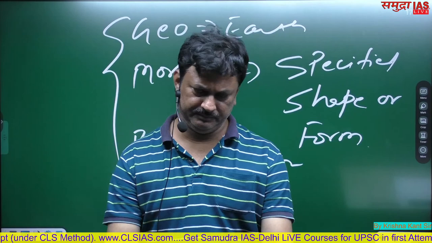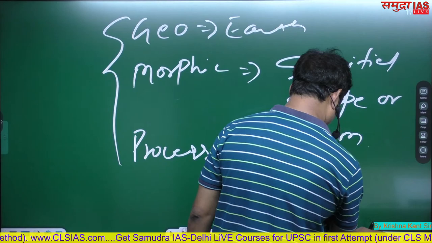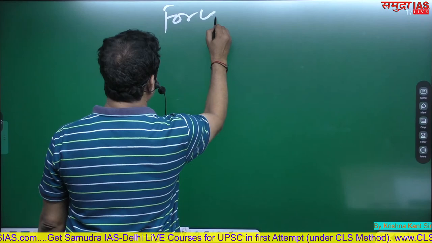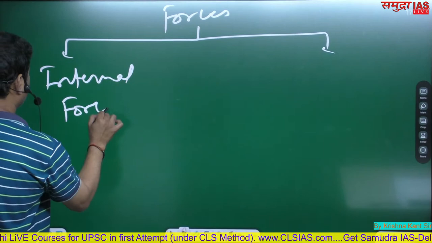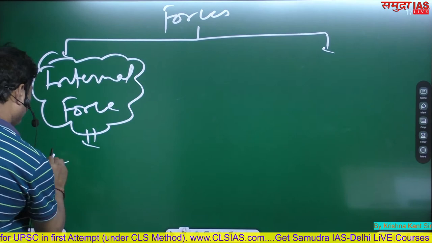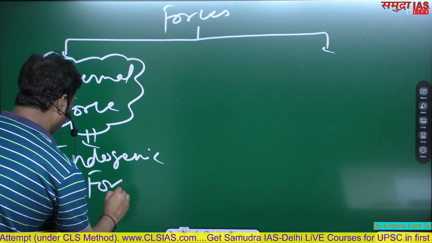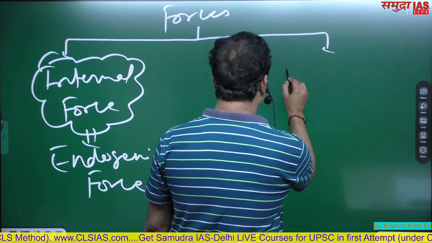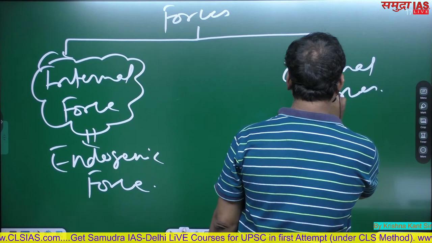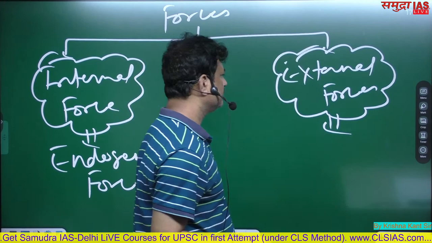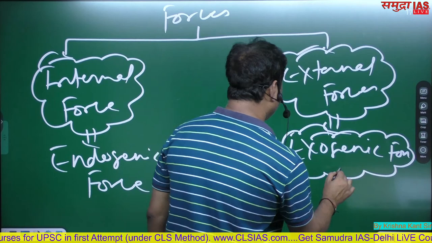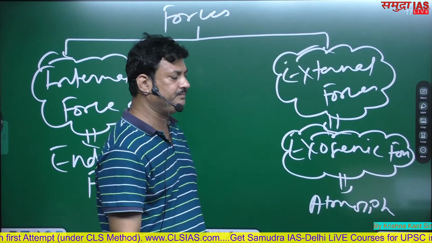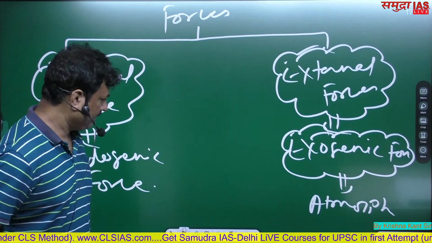So, the forces which are acting on the Earth surface: first is the internal force, also known as endogenic force, the force coming from the interior of the Earth. And second is the external force, also called exogenic force, the forces which are coming from the atmosphere. Now, what is endogenic force? The force which is coming from inside the Earth.